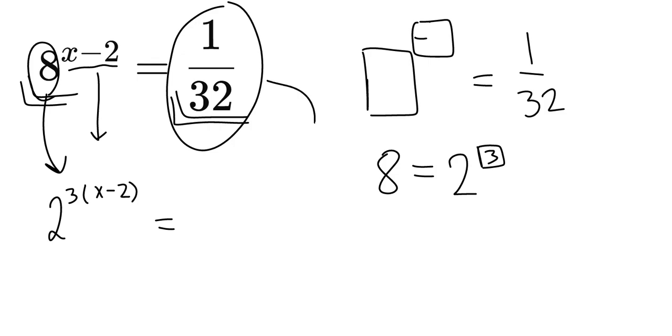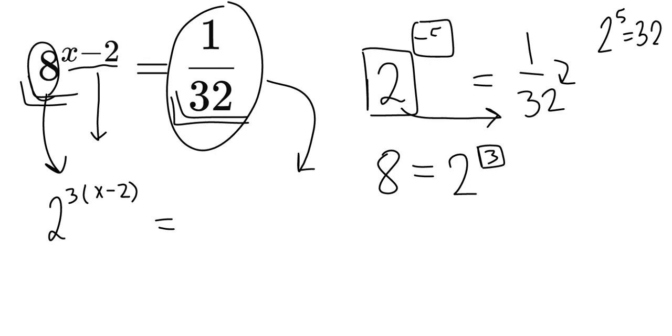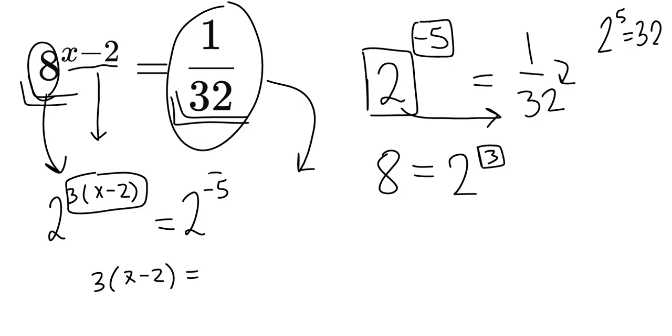While on the other side, 1 over 32, it will be 2 to the power of what? What did we say in the previous example? We said that 2 to the power of 5 is equal to 32. But because it's 1 over, we said that in the beginning, the exponent must have been negative. Oh, 1 over 32 will be replaced by 2 to the power of negative 5. Excellent, we are almost done. What do we have on the left side? 3 multiplied by x minus 2 is equal to negative 5.